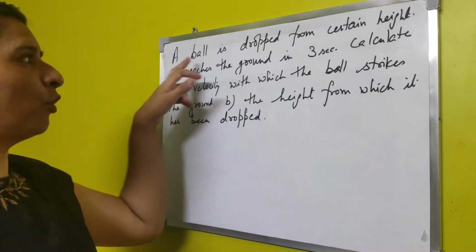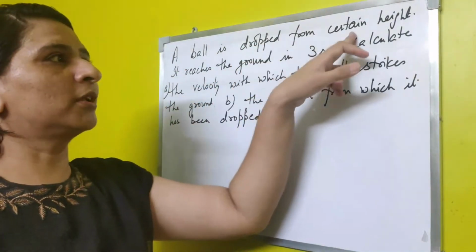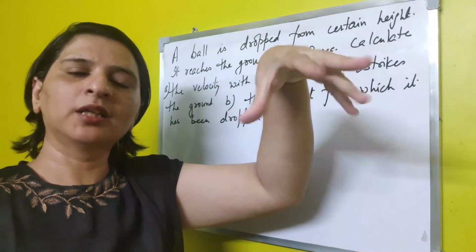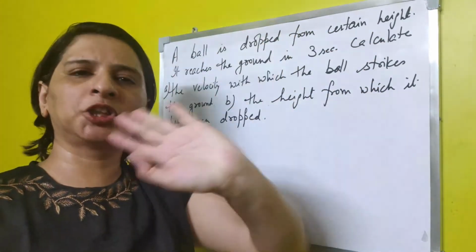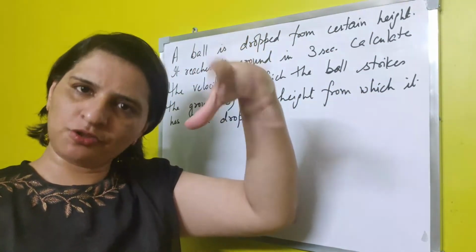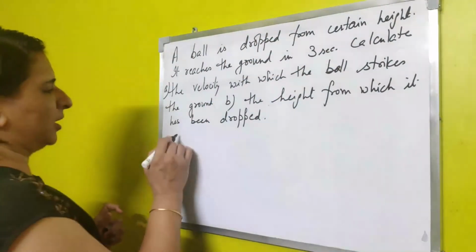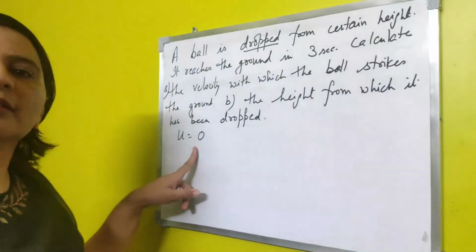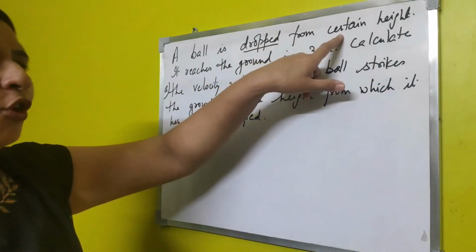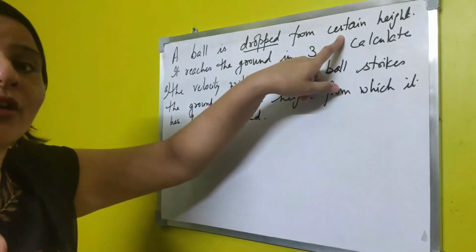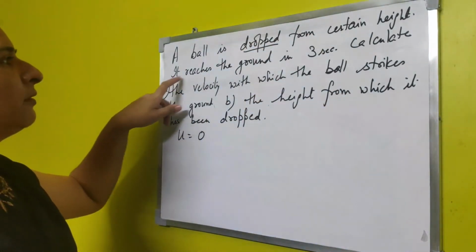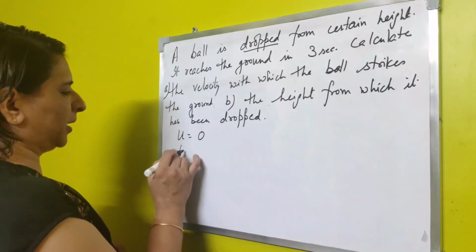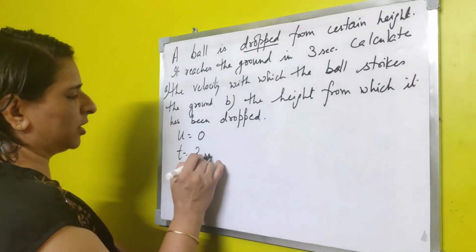Now, a ball is dropped from a certain height. The ball is dropped, released. Okay, so it is not being given any initial push. It has been just released, just dropped. So that means at this time, the initial velocity of the ball is 0. It is dropped from a certain height. That height is not known to us. It reaches the ground in 3 seconds. So time taken by the ball to reach the ground is 3 seconds.